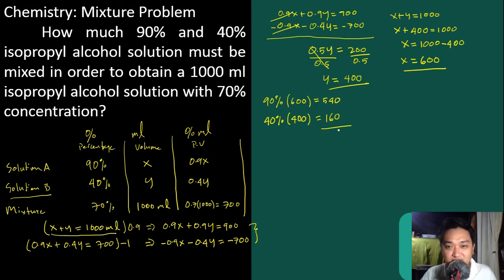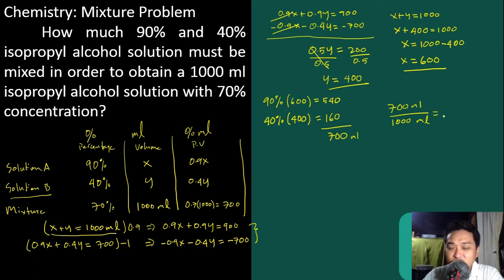Okay. And then, let us add this pure alcohol. Ito na yung output ng mga pure alcohol to, ano? Disregarding the amount of water, 540 plus 160. So, that is 700. And, ibig sabihin, meron na tayong pure alcohol na 700 ml. So, that is 700 ml out of 1,000 ml.